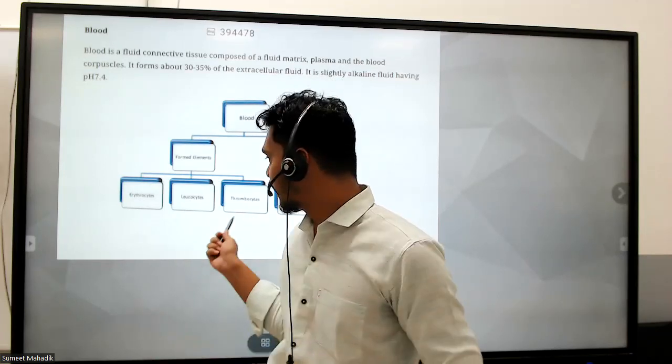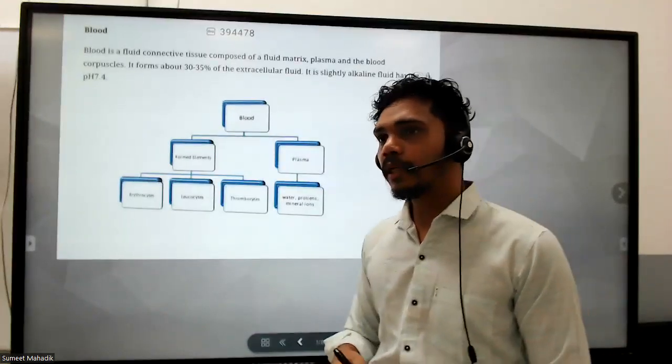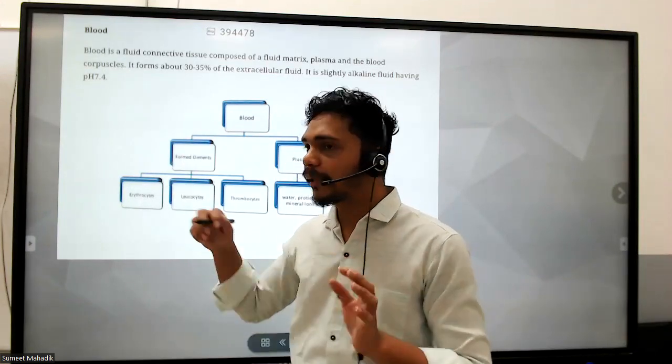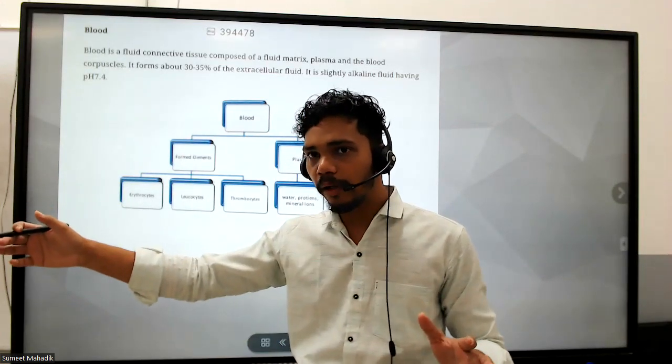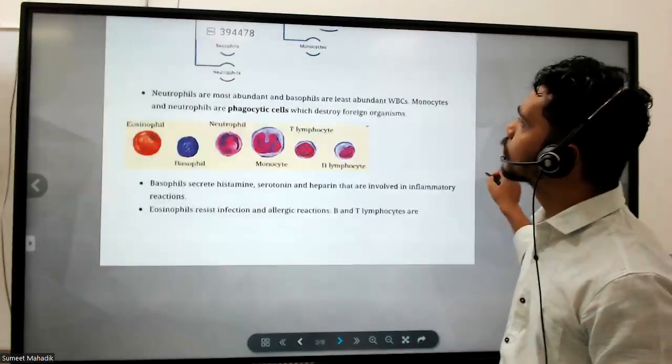Okay, vitamin K is required in the thrombocytes. Okay, and what is the function of plasma? To give the viscosity to the blood. Otherwise, form elements are not able to transfer, right? Getting my point? So plasma is required for that. This point is clear. Now move to this point.